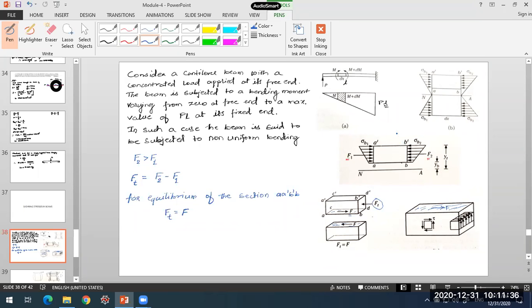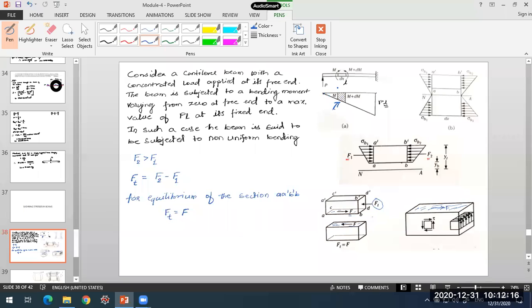Now, if the beam is subjected to non-uniform bending, which is what you see here, the bending moment is varying linearly. I've taken a point load, so it is varying linearly. In case of a UDL, it will vary parabolically; for a UVL, it will vary cubically. So these are the cases of non-uniform bending, wherein the bending moment is not constant. It is increasing from one point to another, like what you see here. In this cantilever beam, the bending moment is zero at the free end and maximum at the fixed end, so it is changing along the span of the beam.